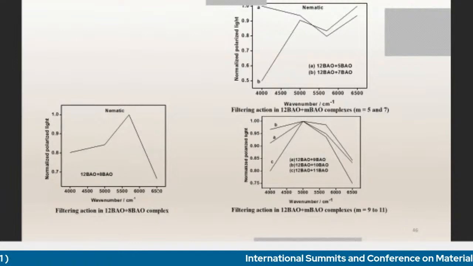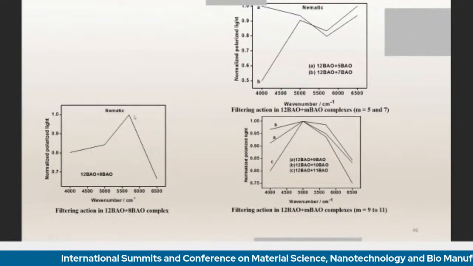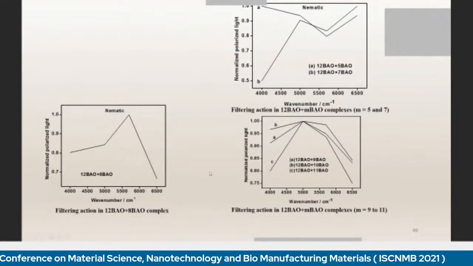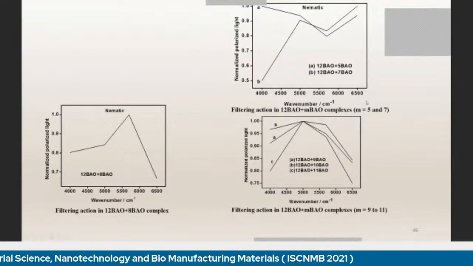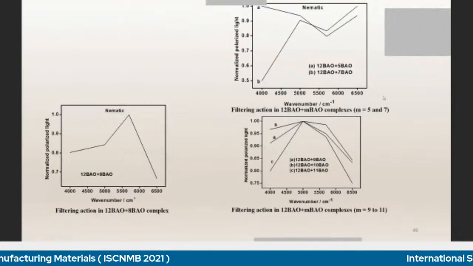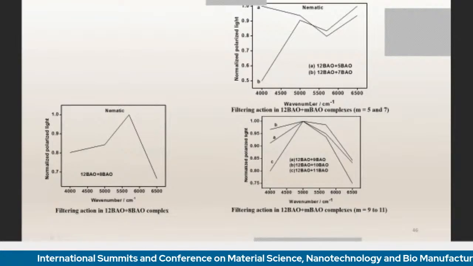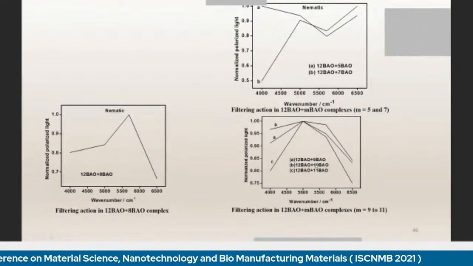For example, you could see the filtering action in dodecyloxy benzoic acid and octyl benzoic acid, it just goes up and comes down, which is called the low pass filter. High pass, it just steeps higher. A notch filter seems to be like an odd-even effect. And band pass, it seems to be like a band restricting region. So here we could get a low pass filter, a high pass filter in dodecyloxy benzoic acid with other benzoic acids, and again a low pass filter in case of benzoic acids and dodecyl benzoic acids with nonyl, octyl and undecyl benzoic acids respectively.